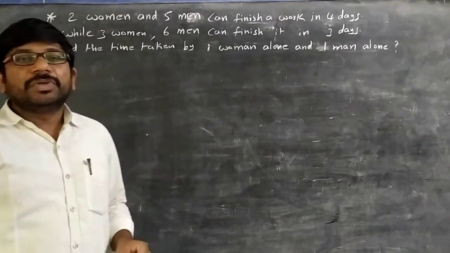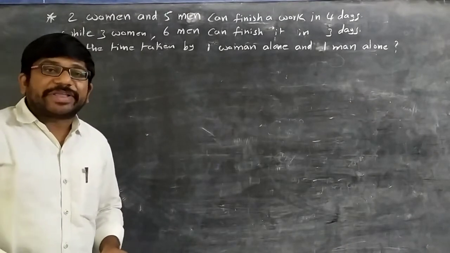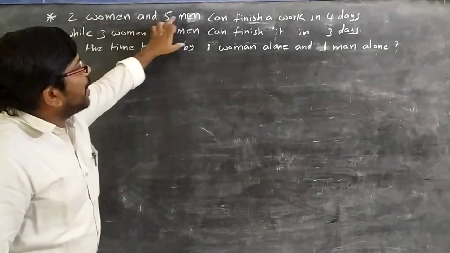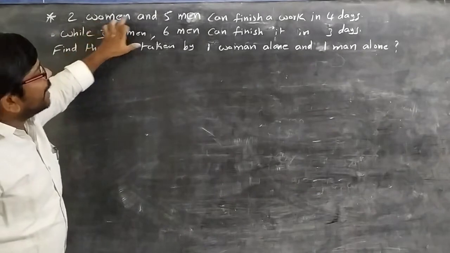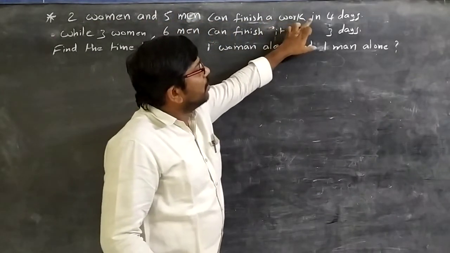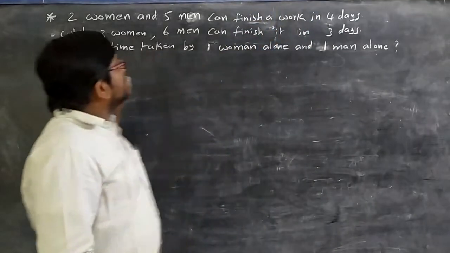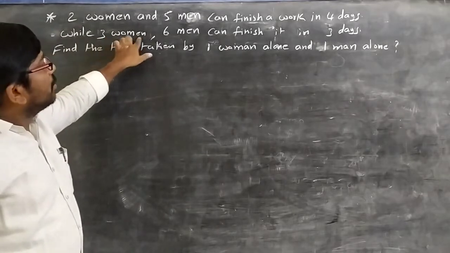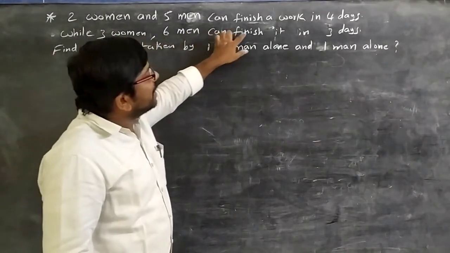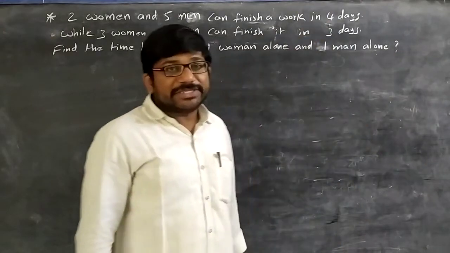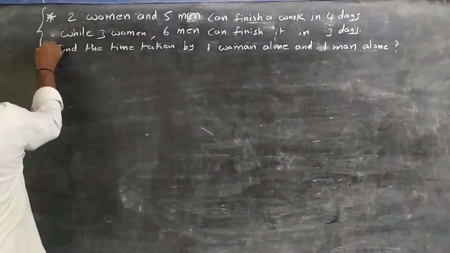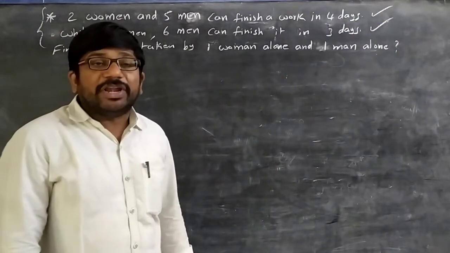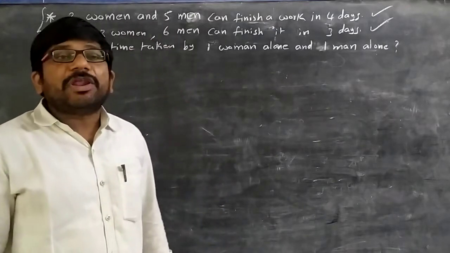Yes, next is work, number of workers and work and time, right? Observe carefully. 2 women and 5 men can finish a work in 4 days, right? It is the first situation. While in the second condition, 3 women and 6 men can finish the same work in 3 days. See, here 2 conditions are there. So it is the first one and it is the second one. So from those 2 conditions, we can prepare a pair of equations, right?